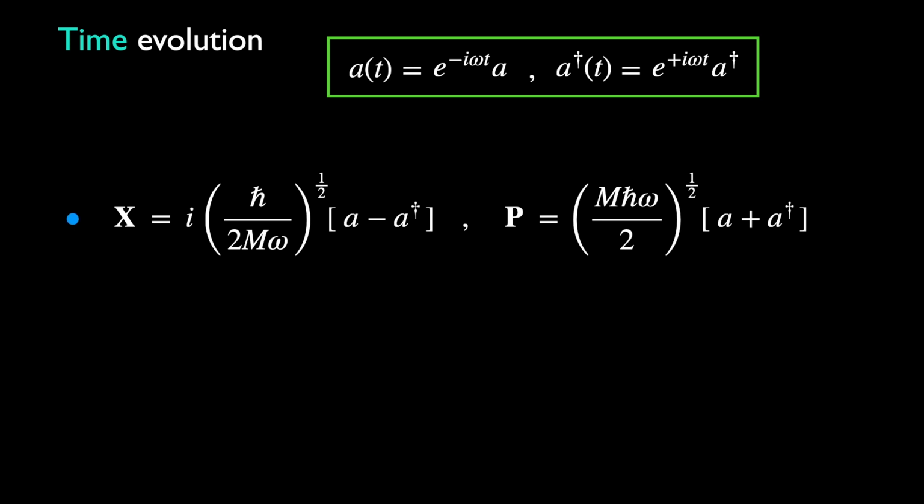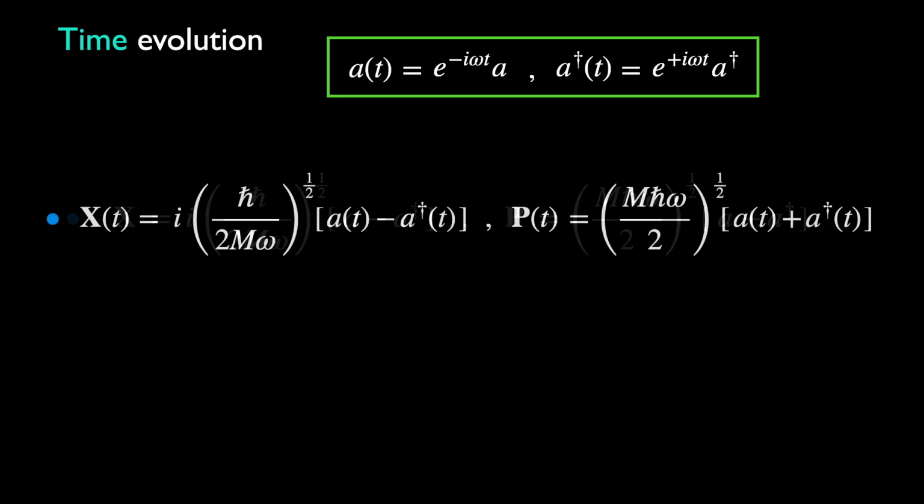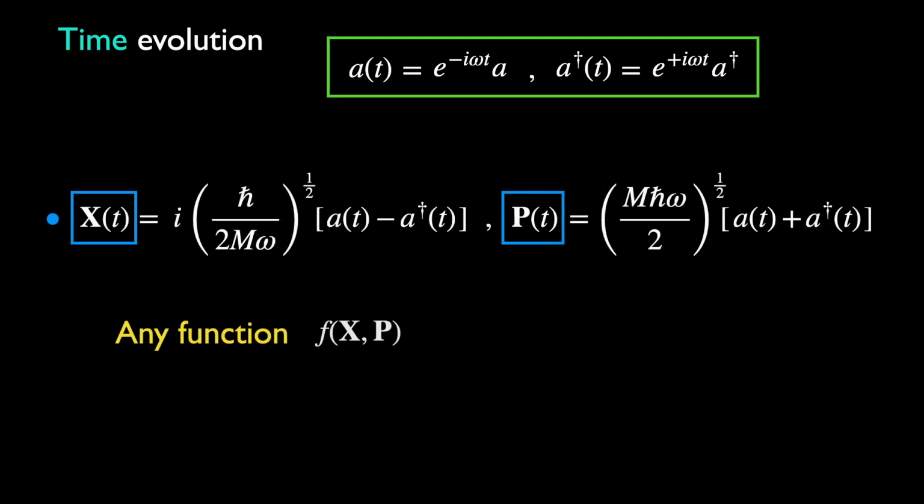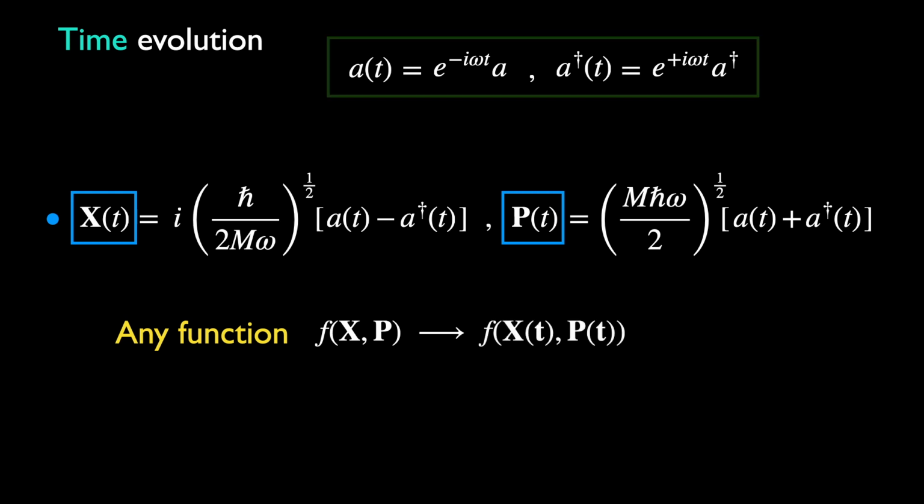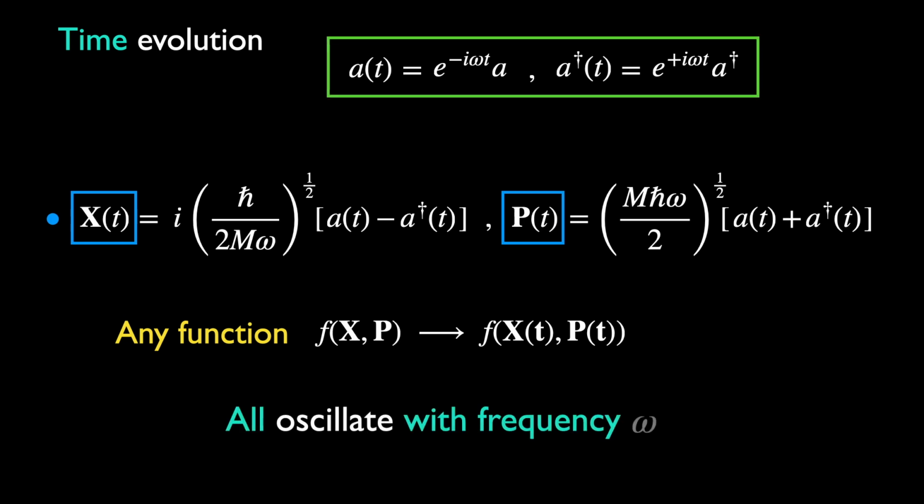In fact, we can consider these two sets of operators as alternative variables that describe the system. The time evolution of x and p is simply the result of the evolution of the ladder operators. In general, any function of position and momentum evolves in time in the way that is ultimately determined by the behavior in the green box. All of them oscillate with the same frequency, omega.